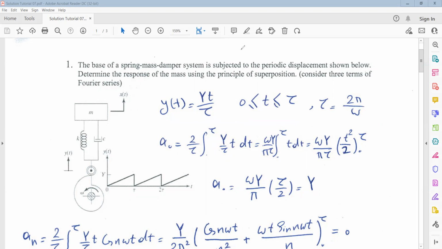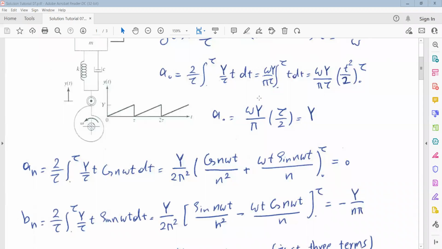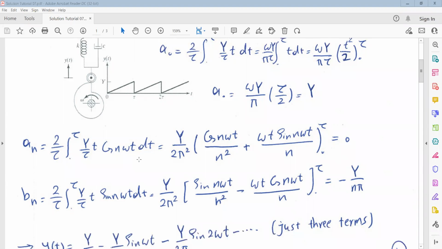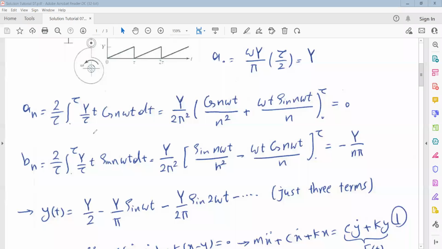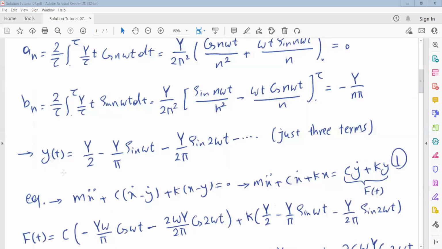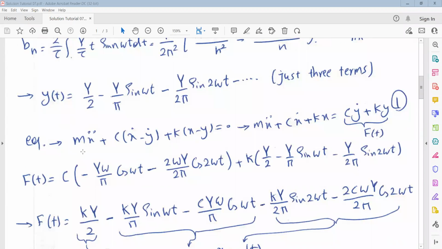We have a naught, an, and bn. You only need to substitute into the equation and calculate these integrals. Maybe your main challenge is to calculate these two integrals by using the table method and integration by parts. As I explained during the lectures, you can use the table method to find these integrals. You will see that an is 0 and bn is minus y divided by n pi. And finally, you can write y(t) as a combination of functions.